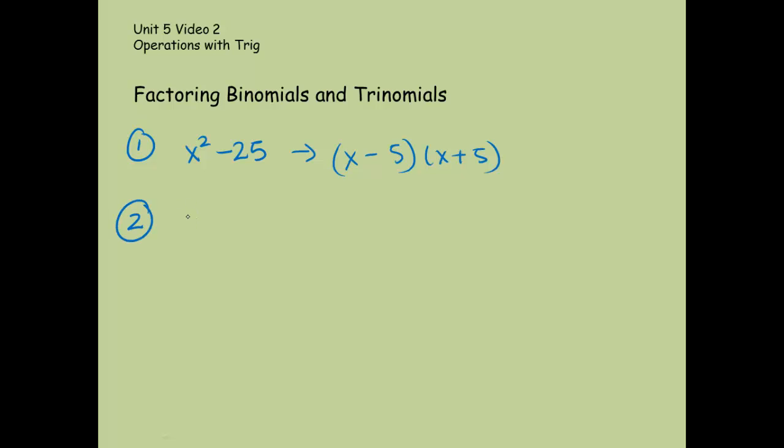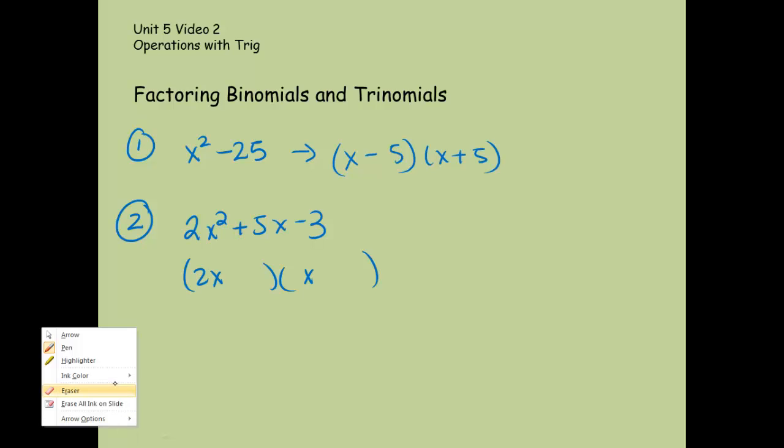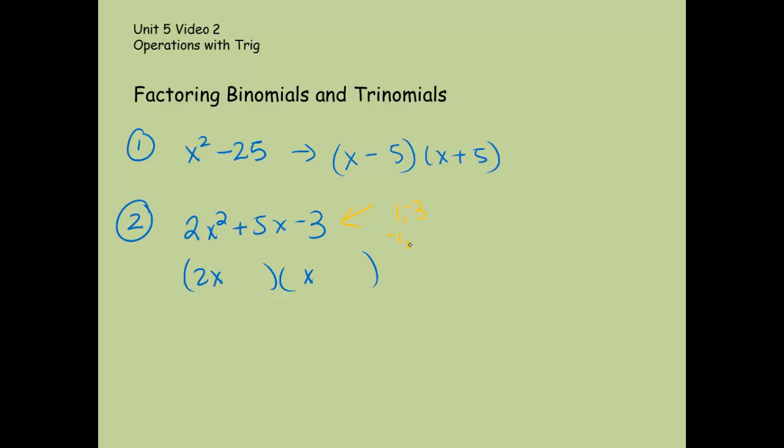Alright, well what about when we have to factor a trinomial? 2x squared plus 5x minus 3. If I need to factor that trinomial, I'll need to start by considering that I have 2x and an x, because that will make my 2x squared. Then I need to consider the last number, and the last number, being negative 3, is either going to be 1 times negative 3 or negative 1 times positive 3, because I really don't have any other options. I don't think orange is the greatest color.